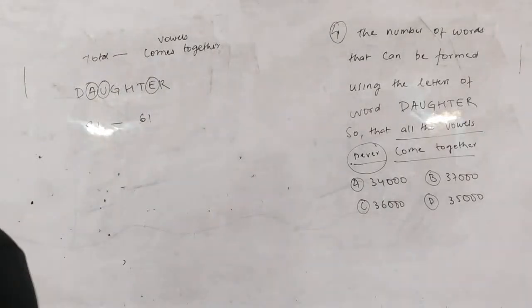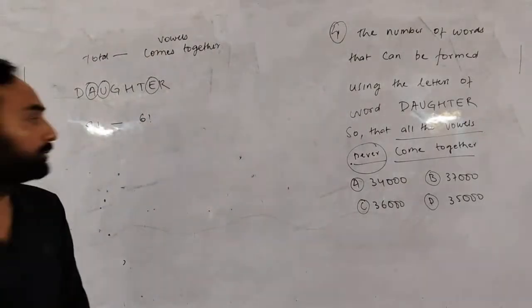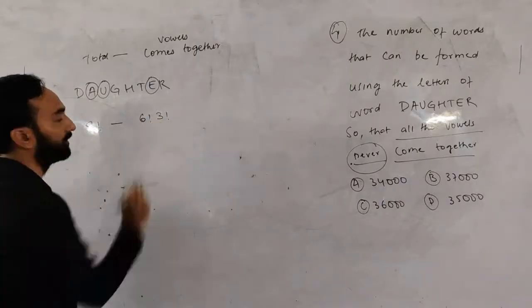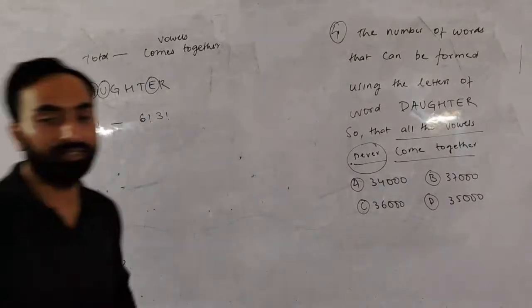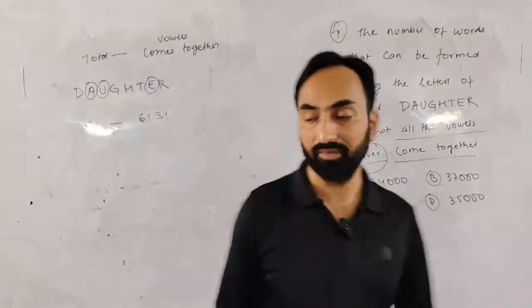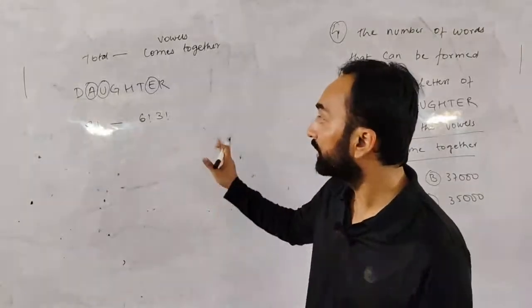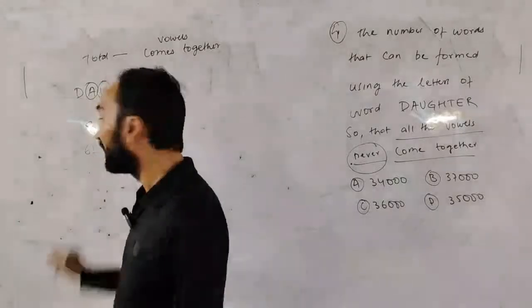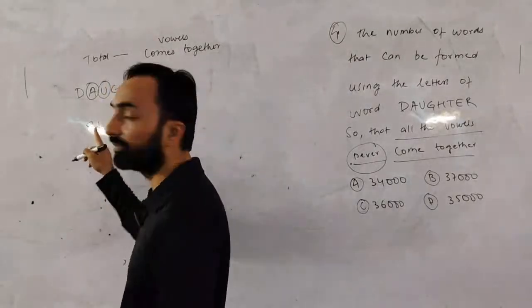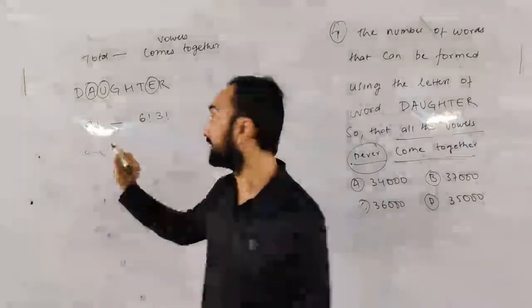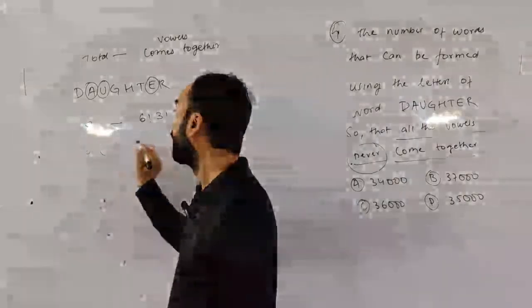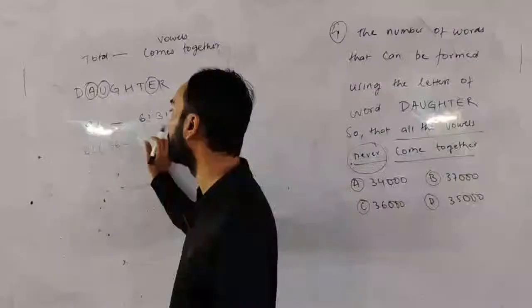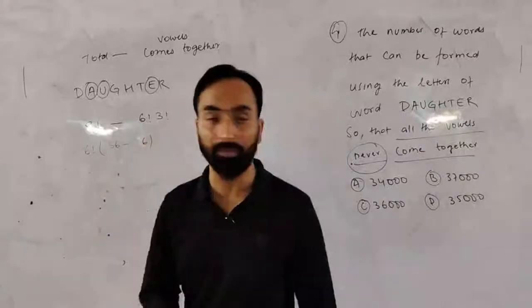Now internal rearrangement of A, U, E is possible, so I will write it as 3 factorial. Now just see the condition. I can take 6 factorial common. If I take 6 factorial, this will be left with 7 multiplied by 8, that is 56. And if I take 3 factorial, that is 6. So the calculation will become easy.